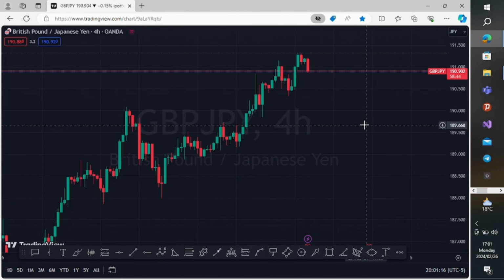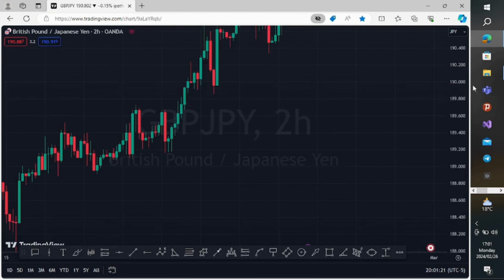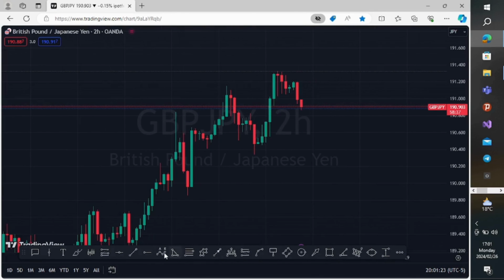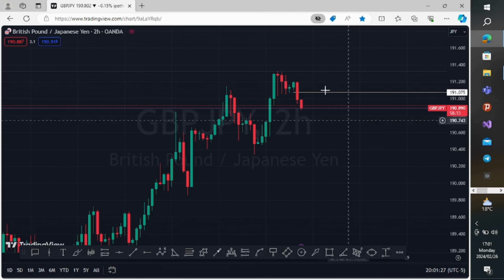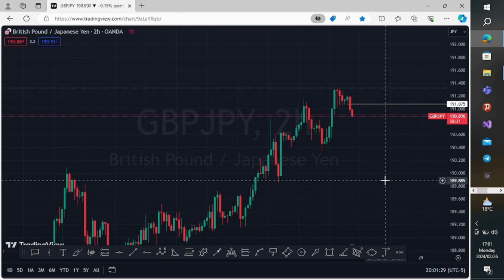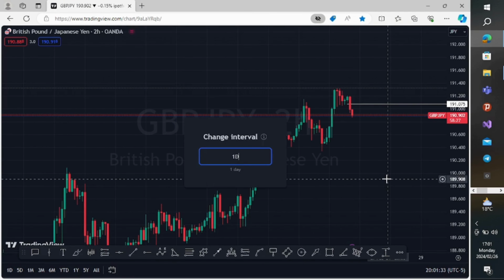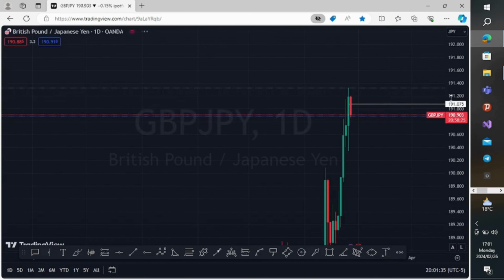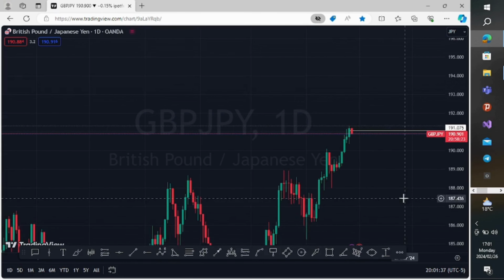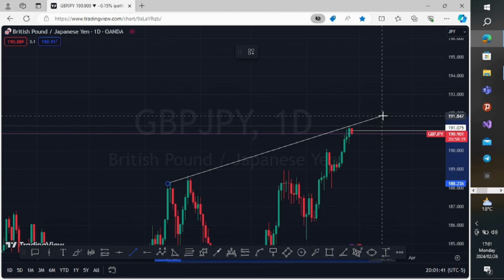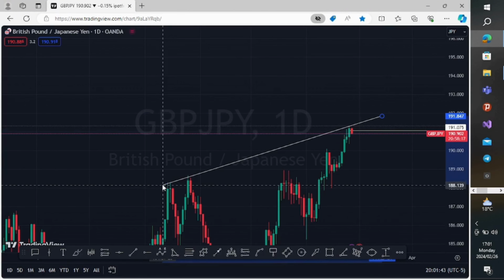So basically I'm here to give you a setup that I'm currently trading on GBPJPY. I'm currently holding sells. I took my sells at around those areas, so I'm currently in profit. But what I want you to understand at this point is why I had to take those sells. So basically, I went into the daily time frame first, and I had my trend line passing through those two areas.